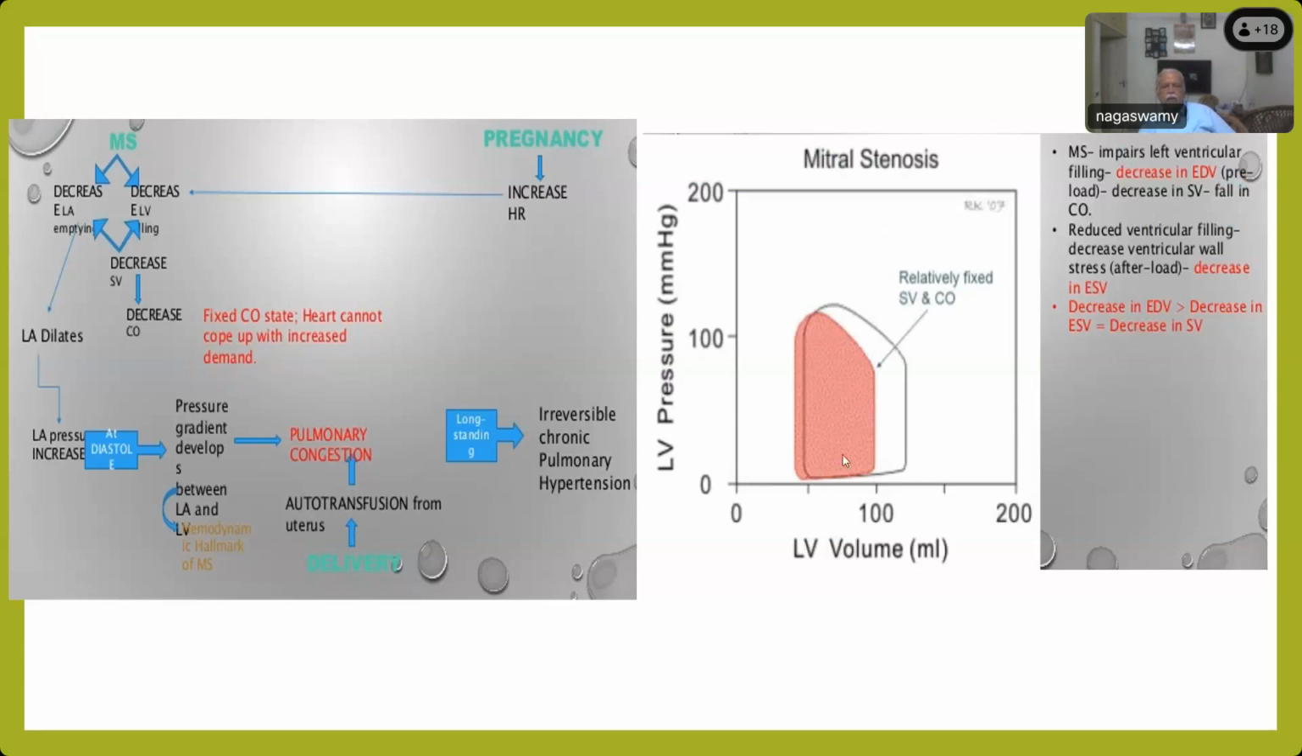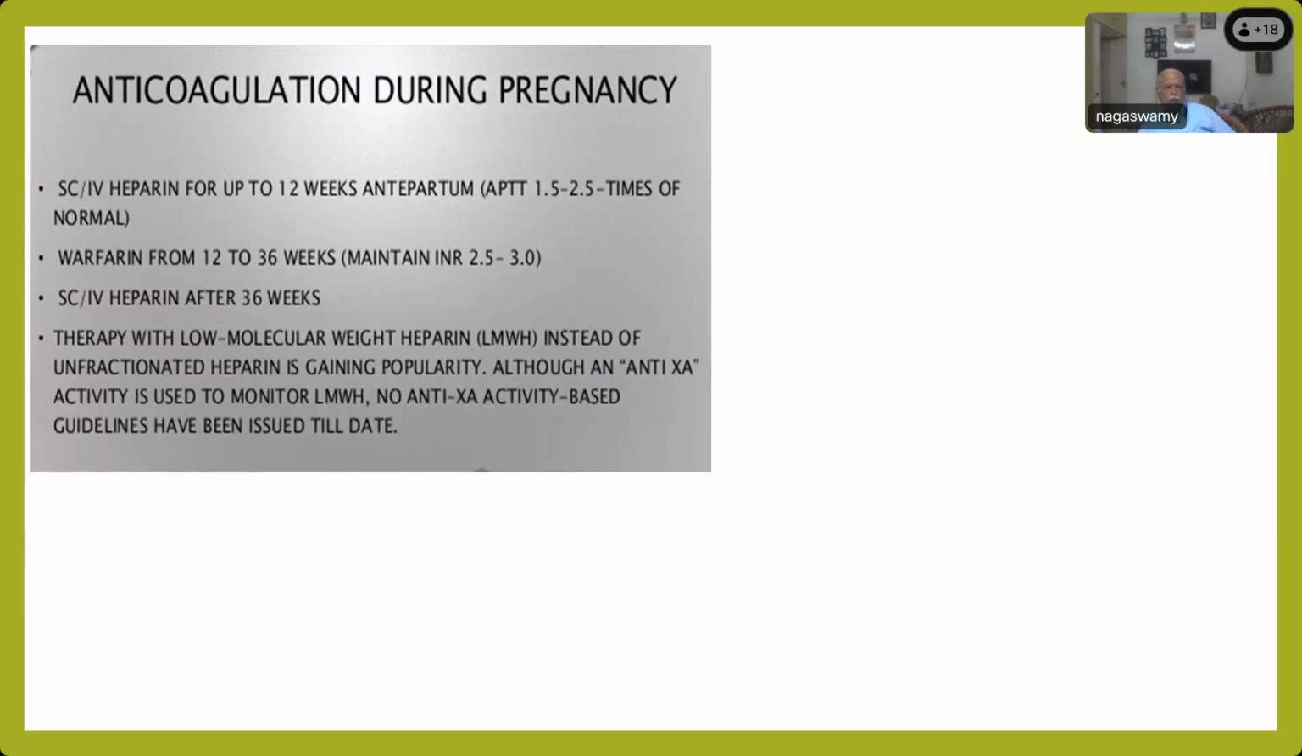And sometimes they ask you to draw the pressure volume loop. This is a fixed stroke volume and cardiac output, and it is lesser than the normal, and this is the way you have to draw that pressure volume loop also. And the anticoagulation, as rightly mentioned, up to 12 weeks you give heparin.